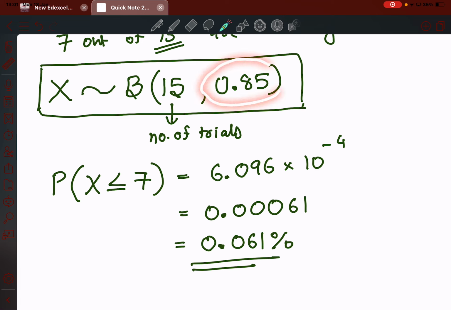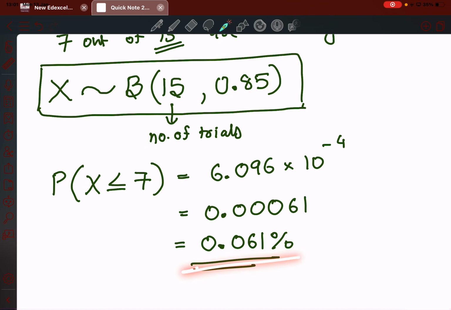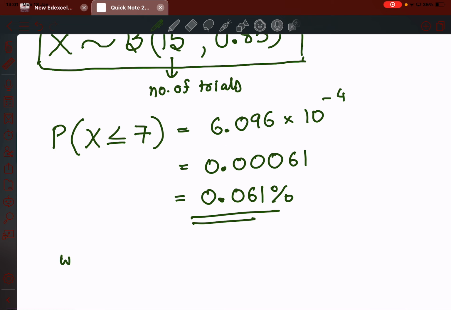So if this claim is true, then the chance of getting 7 healthy phones out of 15 is only 0.061 percent. So do you think that is normal? No. Okay. So we have to establish what is normal. So then the question is, what percentage is normal?